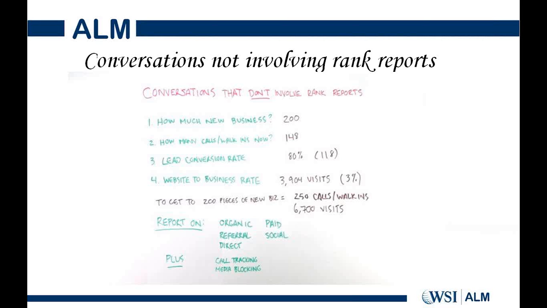Now the goal is, how do we get the 200 clients that the client is looking for on a monthly basis? So the next stat that he looks at is how many visits is the client getting? How many unique visitors is the client getting through the website? So in this instance, the client is getting about 3,900 visits, 3,904 to be precise. So there's 3,904 visits that the client is getting, and when you look at the current calls and walk-ins that are coming in, that's 148. So 3,900 unique visits to the website results in 148 calls or walk-ins every single month for the client, which means the website to the business ratio is at about 3%.